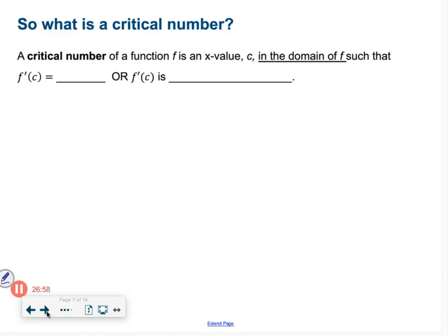Critical numbers. Numbers in the domain of the function where the derivative equals 0. Right? It's not like it's going to be where the derivative is 2/3. Where the derivative is 0, or the derivative is undefined. Critical numbers: x values in the domain where the derivative is 0 or undefined.